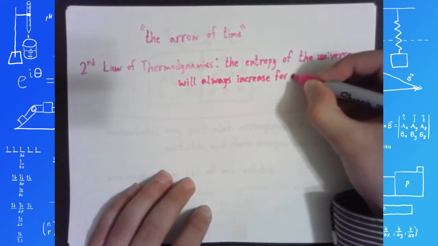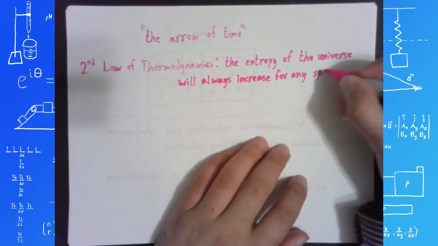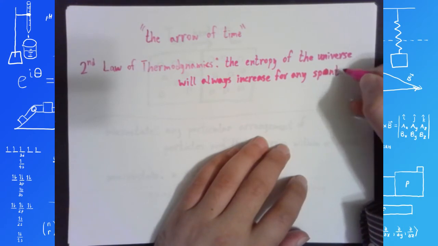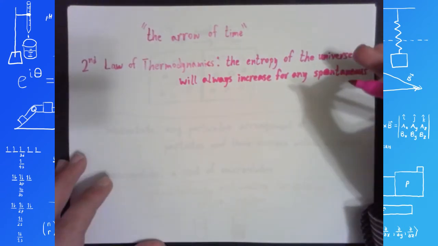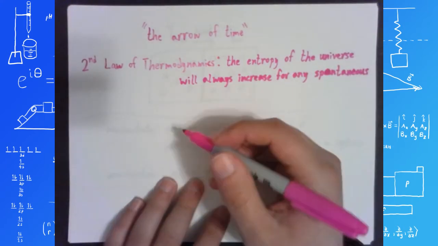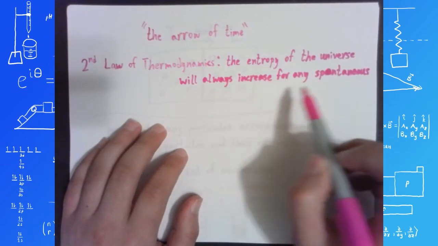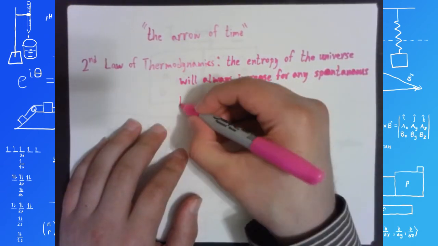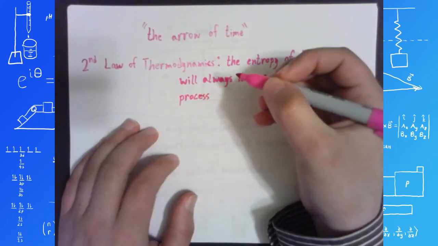For any spontaneous process. And for a non-spontaneous process to occur, you have to create an increase in entropy that at least compensates for the decrease in entropy that would result from that non-spontaneous process. We'll talk about what spontaneous means in a bit. The entropy of the universe will always increase for any spontaneous process. Well, I guess I can define spontaneous now.